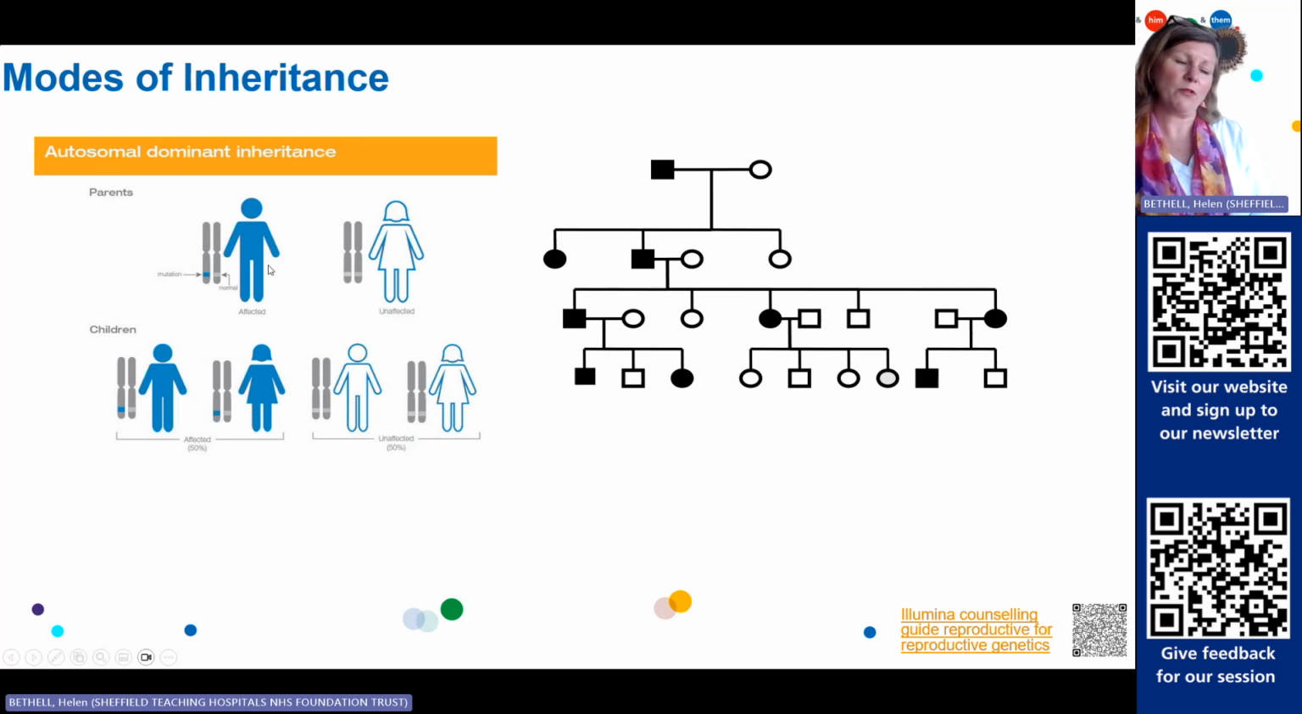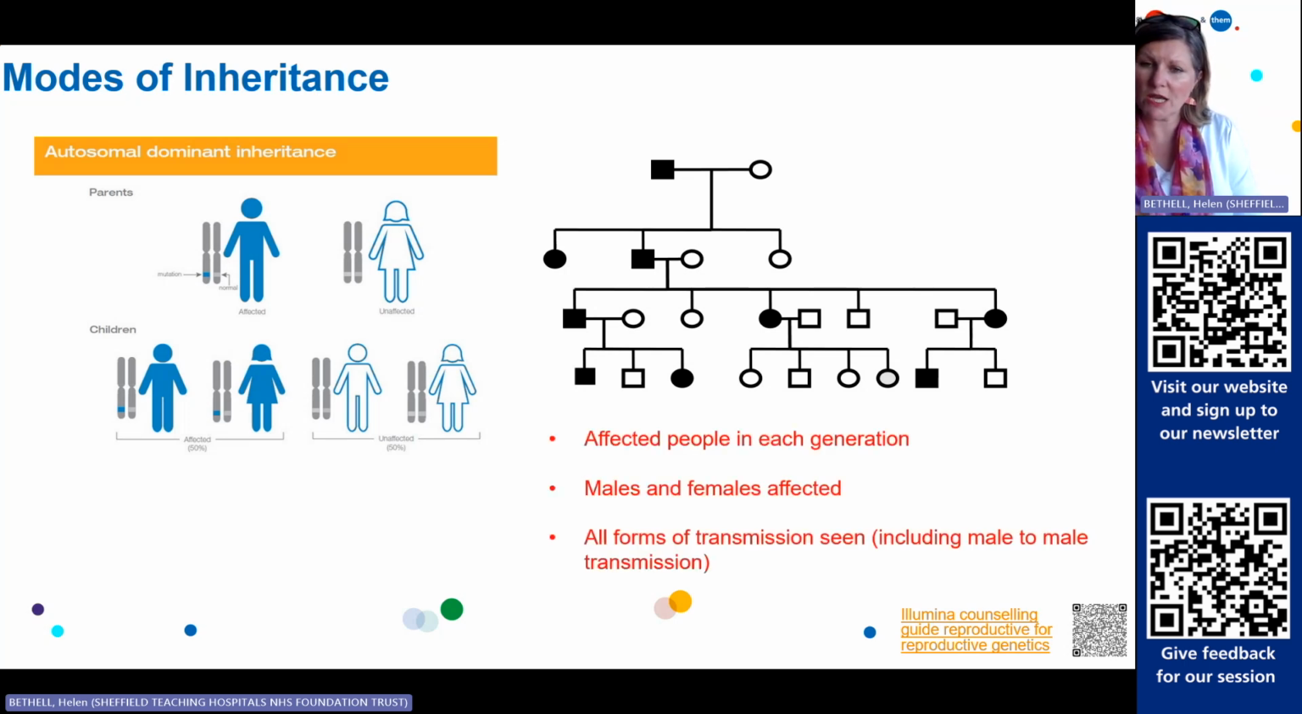And similarly, we've got another child here who's inherited a normal copy from the father and a normal copy from the mother, so are not affected. And again, the 4th child has inherited the normal copy from the father and the other normal copy from the mother. So the pedigree on the right-hand side shows a typical pedigree, how it might present in clinic, where we have multiple generations of the family who are affected with the condition. We have males and females affected, because again, it's not sex-linked, and we see all forms of transmission, including male to male transmission, and that's key when we come on to think about sex inheritance, which I'll come to in a moment.